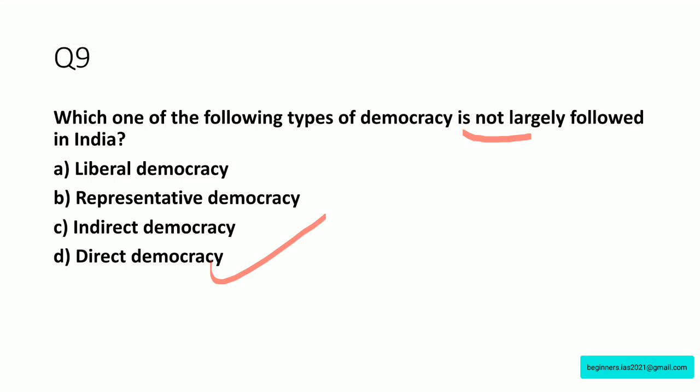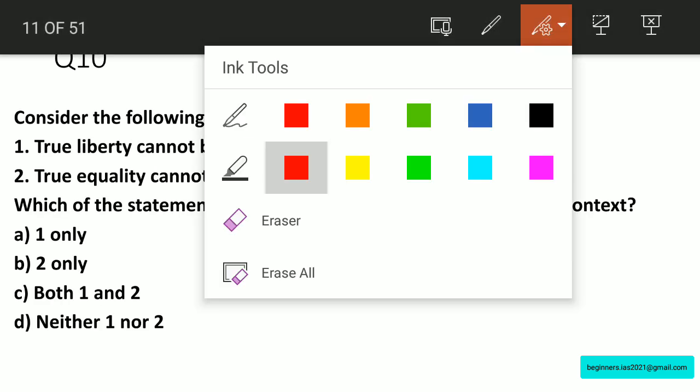If you take local self-government, it combines representative and direct democracy into synergy, and is also expected to result in extension and deepening of democracy in India. This direct democracy is found in local self-government, but it is not largely followed in India. Here the question is, we have to identify which of the following types of democracy is not largely followed in India. Therefore, direct democracy is not largely followed in India. Let us move on with question number 10.